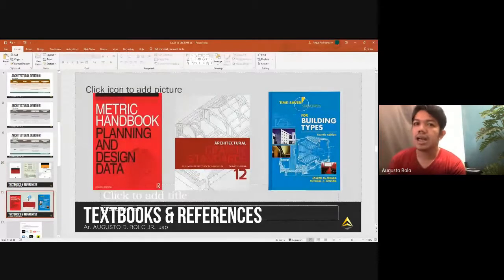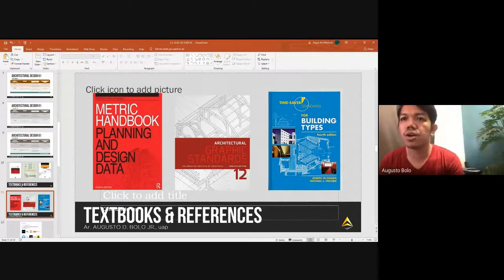Ayun. Another set of textbook is the Metric Handbook: Planning and Design Data. Also, the Graphic Standards. Ito ay by Time-Saver. Bagong edition na to, the 12th edition of the Time-Saver Standards. This is very famous in archi. The Graphic Standards. Kung meron kayong access, you can have it. For Time-Saver then, this is Time-Saver Standards for Building Types, written by Joseph De Chiara and Michael Crosbie. Okay? Okay. Next.